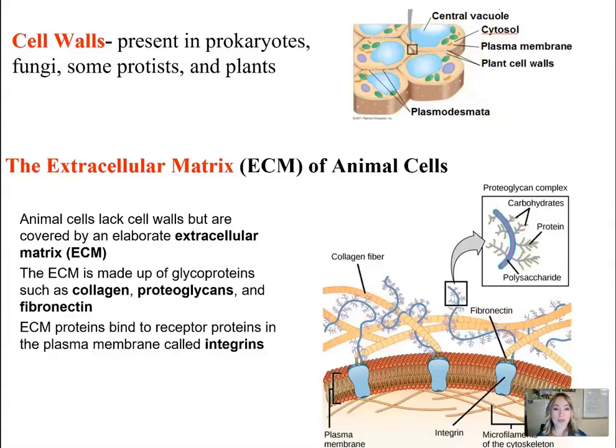So cell walls are present in prokaryotes, fungi, some protists, and plants. The chemical composition of the cell wall is going to be different among all of them. For example, fungi will contain chitin. Plants, protists will have cellulose, and prokaryotes may contain what's called peptidoglycan. Animal cells do not have cell walls, so they have what's called extracellular matrix.